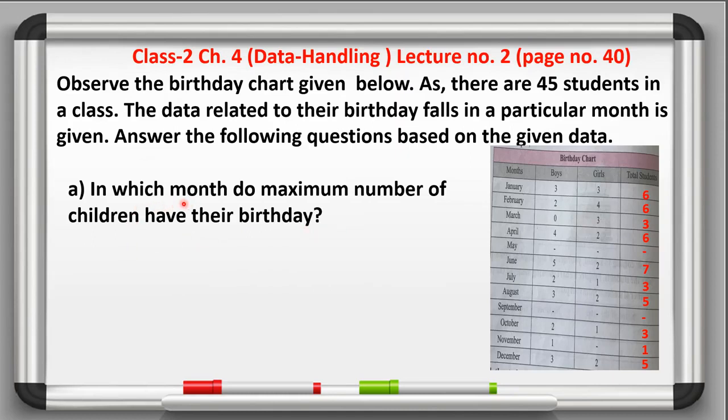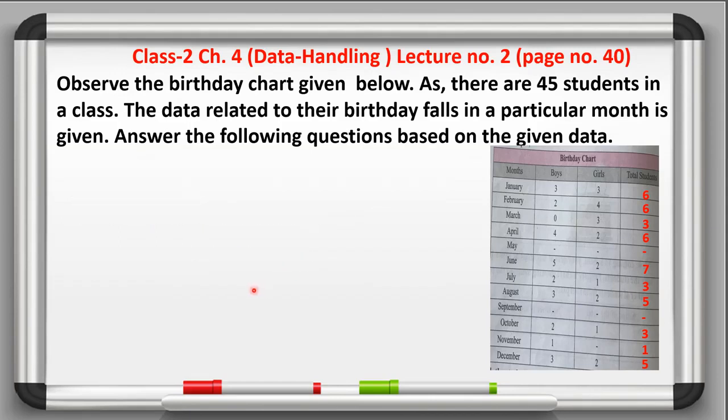In which month means कौन से month में maximum means सबसे ज़्यादा number of children यानी बच्चों का birthday होता है. So here we will see the total number of students which is the maximum number, that is 7. So 7 students' birthday falls in the month of June, and here we need to write the month name. So here we will write the answer June. In June month, maximum number of children have their birthday.